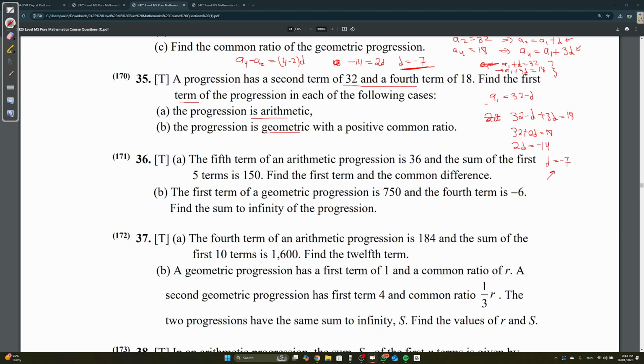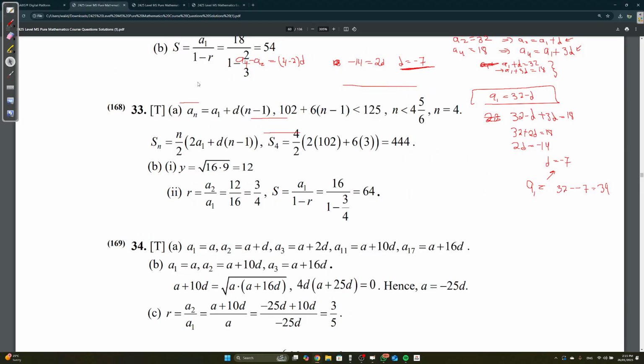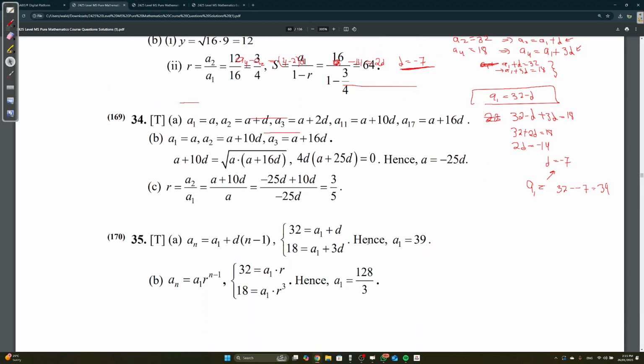So we know a1 is 32 minus d. We're just solving a system of equations. This is grade 7, so they know how to do this. a1 is equal to 32 minus d, so 32 minus 7, so 39. Let's take a look. Is it 39 in the case of being arithmetic? Yes, they did what I did.